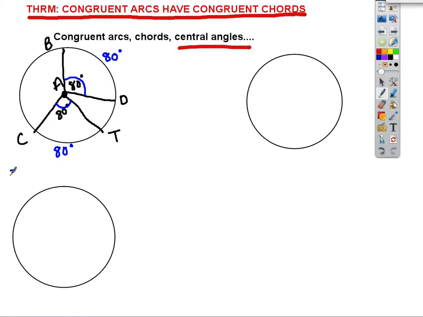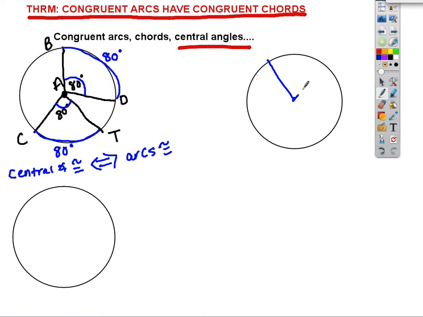So if the central angles are congruent, then that means that the corresponding arcs are congruent. So if angle CAT and angle BAD are congruent, that means that arc CT and arc BD are congruent. And the same works the other way around. If I were told the measure of the arcs, that means that the angles would also be congruent.